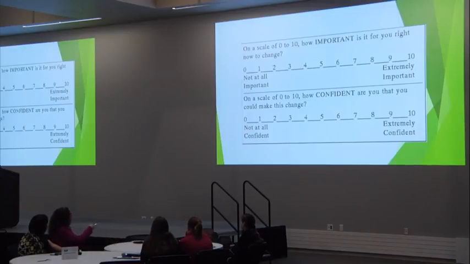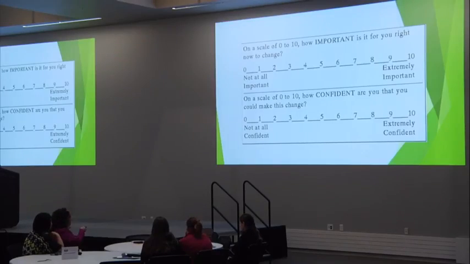So say they pick a 7, okay, that's not bad. So what you want to do is, that's pretty important for you to make this change. What puts you at a 7 and not like a 5 or a 6? Because what that's going to get them doing is start talking about why it's important, right?